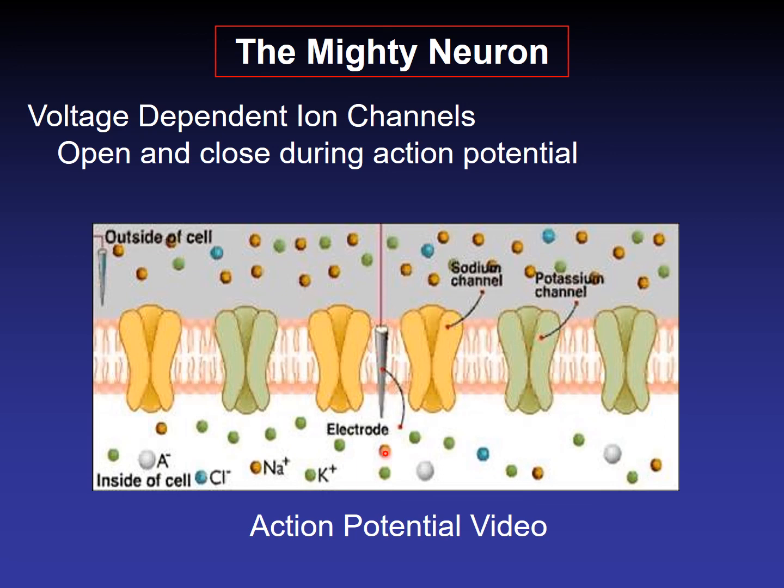That's why opening potassium channels creates the falling phase of the action potential. Opening those potassium channels causes potassium to follow its concentration gradient to the outside of the neuron. Potassium leaving the cell makes the inside of the cell become more negatively charged.